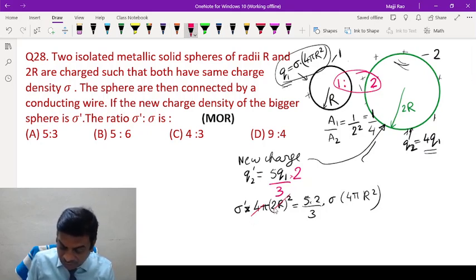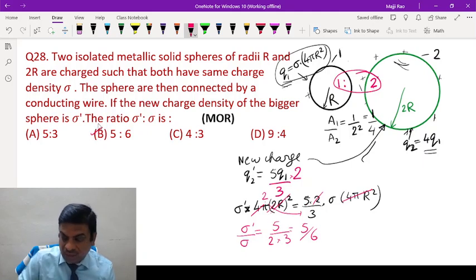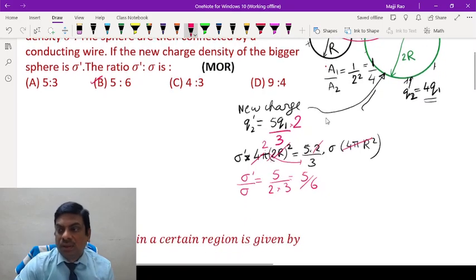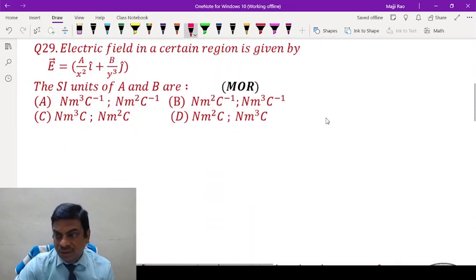So 4 pi r square gets cancelled. On this side we are left with 4, so 2 2s are 4. So sigma dash upon sigma will be 5 remains here itself, this 2 goes below and is next to 3. So 5 is to 6 is the answer. I hope that is clear. Moving on to the next question.